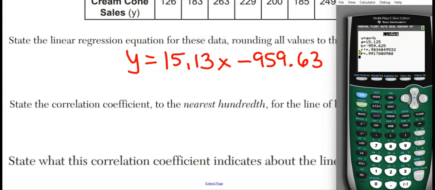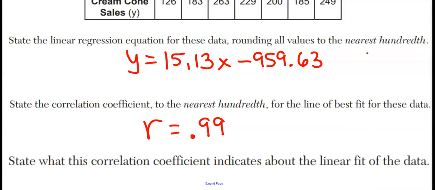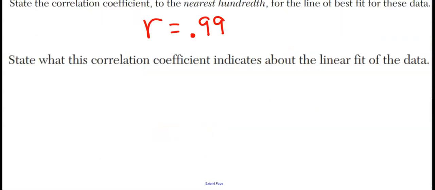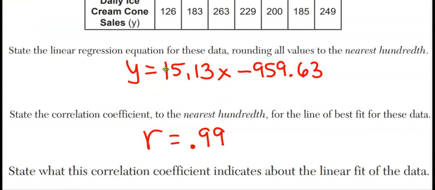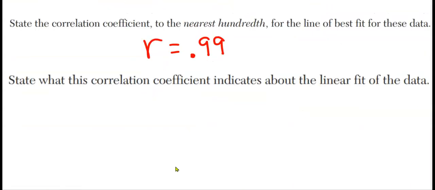And there's that R value. Not R squared, just R. Rounded to the nearest hundredth, that will give us 0.99. State what this correlation coefficient indicates about the linear fit of the data means I need to go grab these X and Y labels. So as X increases, Y increases. And I know that it's increasing because this is positive.